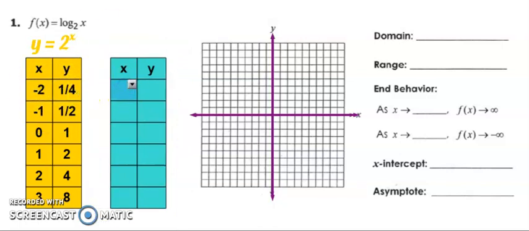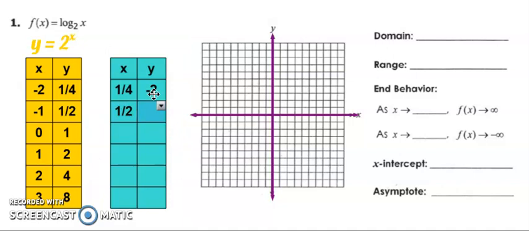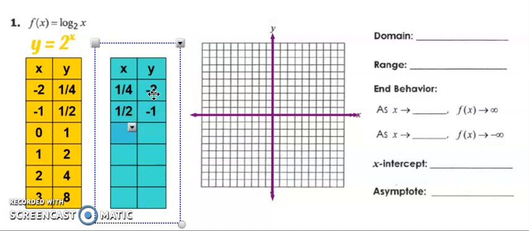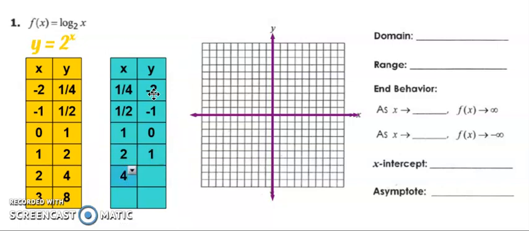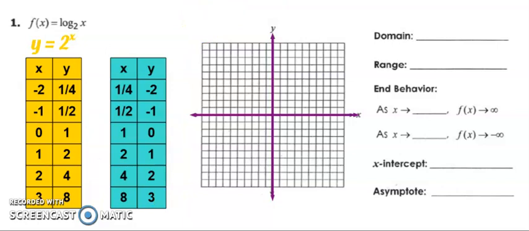So now that first ordered pair is going to become 1/4, -2. And the next ordered pair now becomes 1/2, -1. The next ordered pair now becomes 1, 0. Remember, all I'm doing is swapping the x and y's. The next ordered pair becomes 2, 1. The next becomes 4, 2. And the last ordered pair becomes 8, 3. So again, all I'm doing is swapping the x and the y's. At this point, I can go ahead and plot these points.